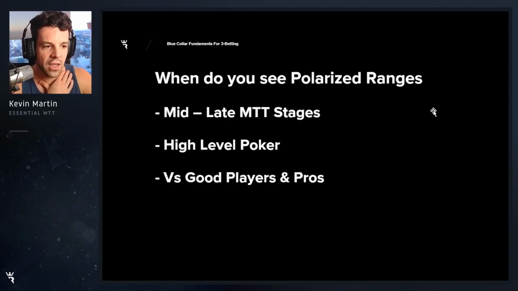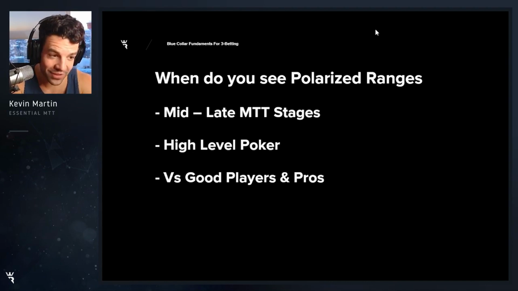Very cool. So when do we see polarized ranges? They always come into play in mid to late MTT stages. It's very important that we understand polarized ranges and become very comfortable using them, deploying our army in that sense, because anytime the money is super serious in tournaments, the average stack is going to be between 20 to 40 big blinds. And that is when you see polarized ranges a lot. So anytime you're deep in a tournament and there's a lot of money on the line, this is commonly the strategy that should be used.